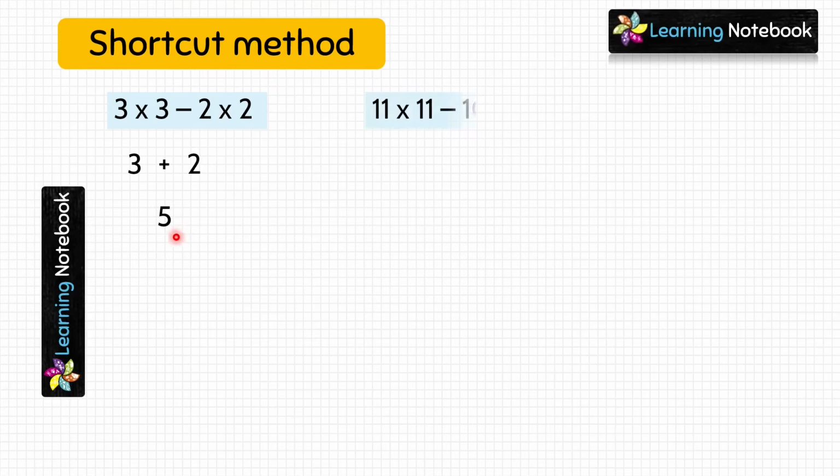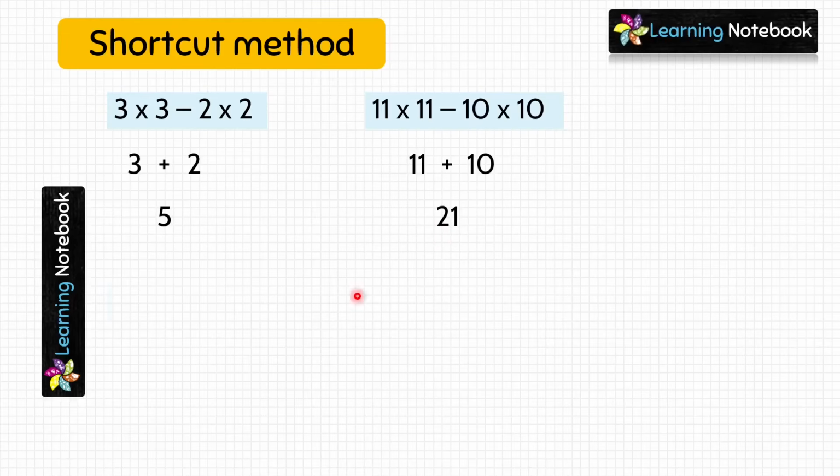Now let's do another example. 11 into 11 minus 10 into 10. Here first number is 11, second number is 10. Just add them. 11 plus 10 equals 21. So we get the answer as 21.